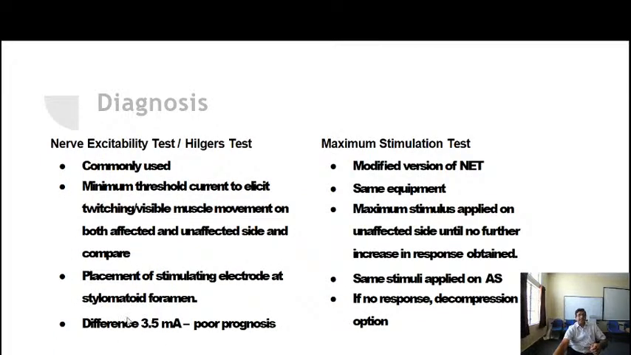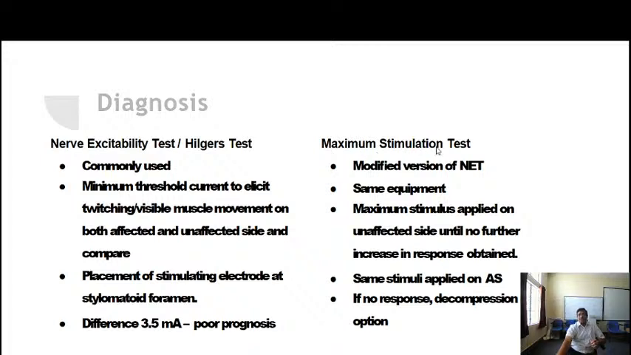Then you have the nerve excitability tests, which are called Hilger's test, which are commonly used. The minimum threshold that is required to elicit a twitch visible in the muscle is what is seen. The stimulating electrode is placed at the stylomastoid foramen. A difference of more than 3.5 milliamperes is poor prognosis. That means the nerve is degenerated.